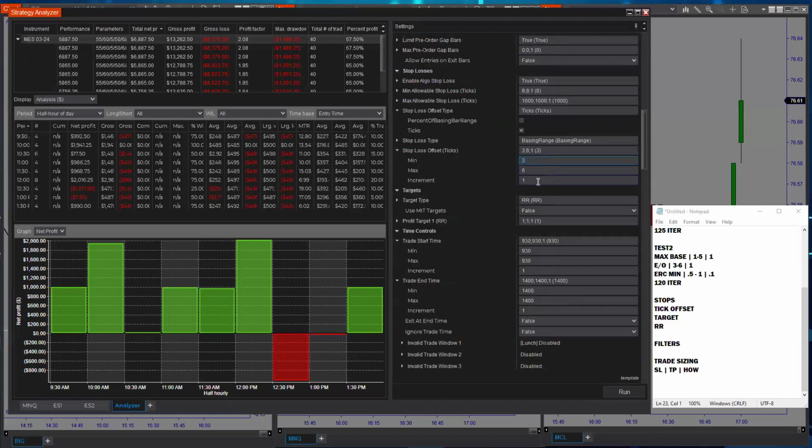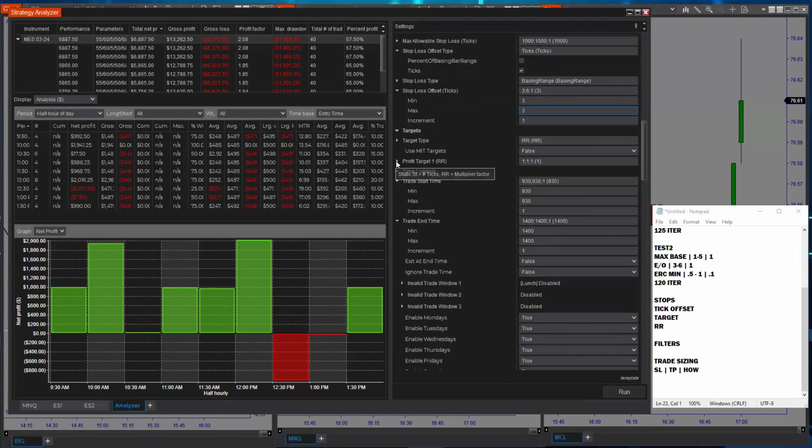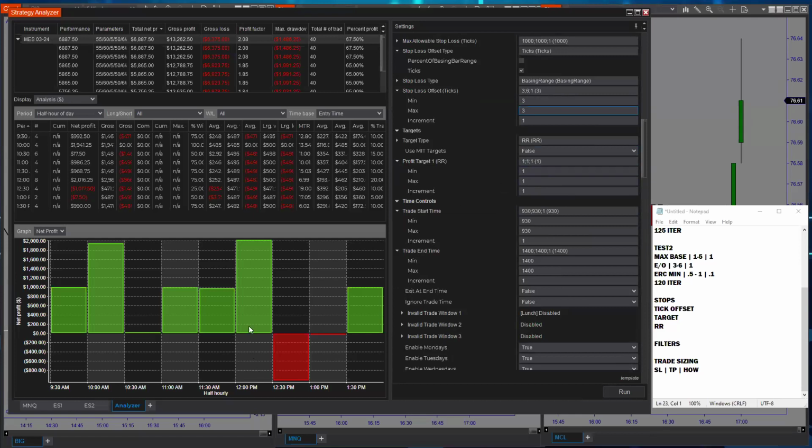Stop loss offset, still the best at 3. So we'll keep it locked in there. And then let's test risk reward. And then what I'm also going to do now is shave off the afternoon, and we'll just go to 12:30.